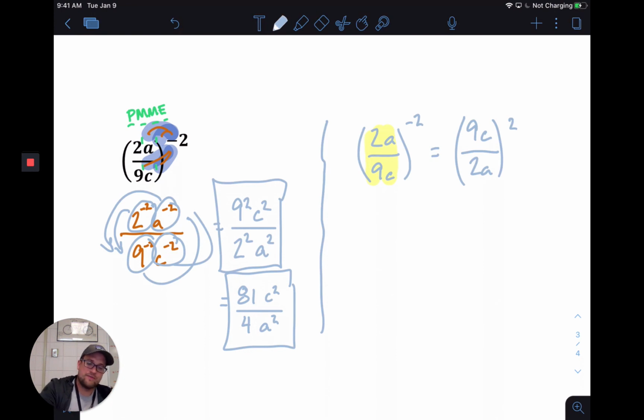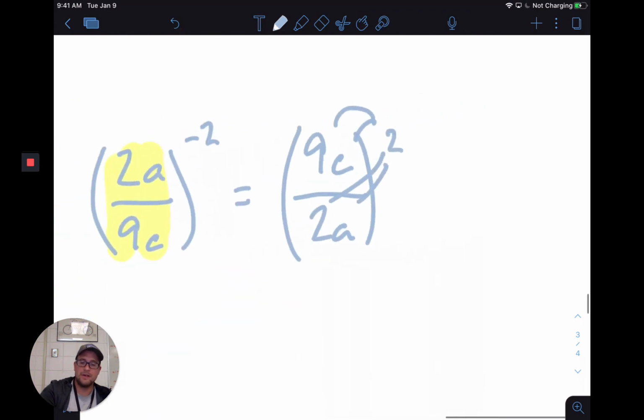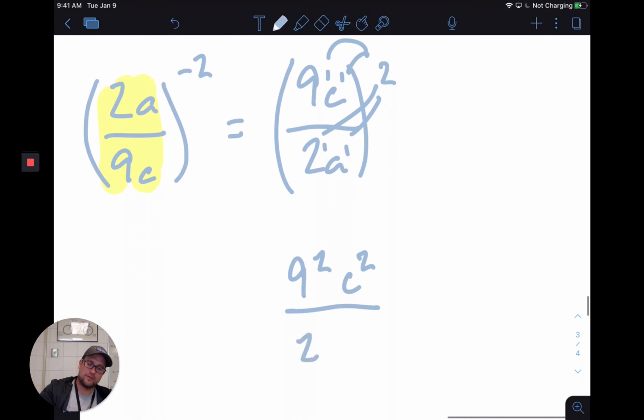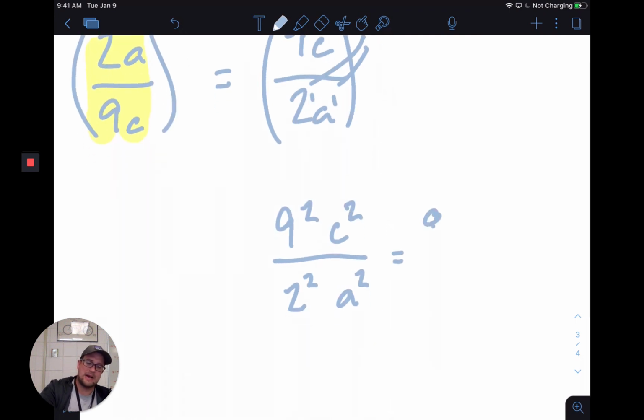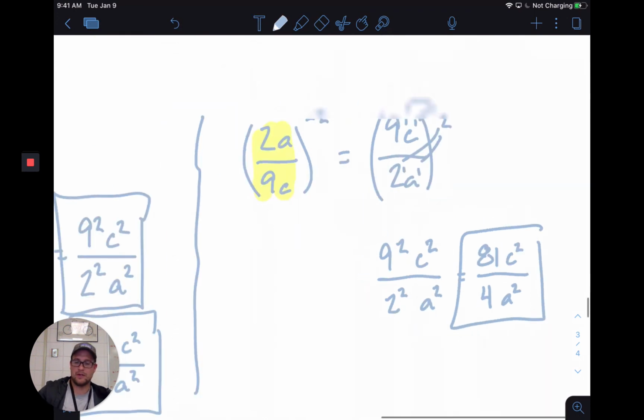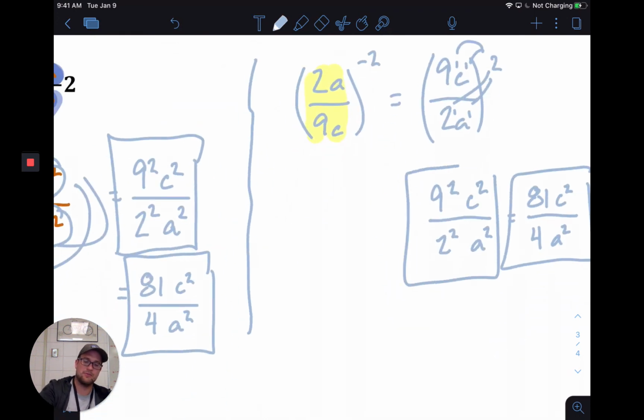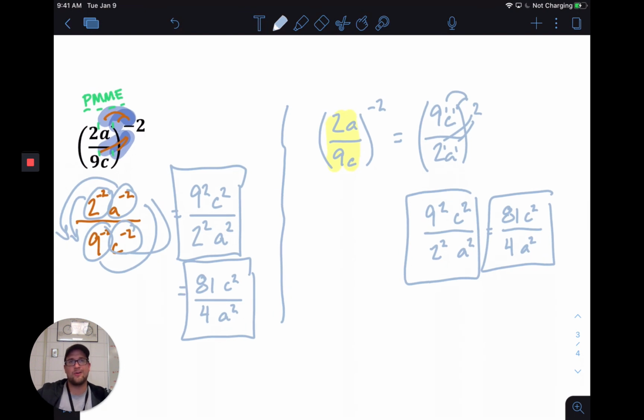And from here, we can just finish our problem by going through and multiplying exponents. These all, of course, have a 1 on them, so I would get 9 to the second, c to the second, over 2 to the second, a to the second. Wrapping that up, we can always simplify 9 to the second to be 81, because that's what 9 times 9 is. And 2 to the second is just 4. And we are done. And notice how we got the same answers both times.